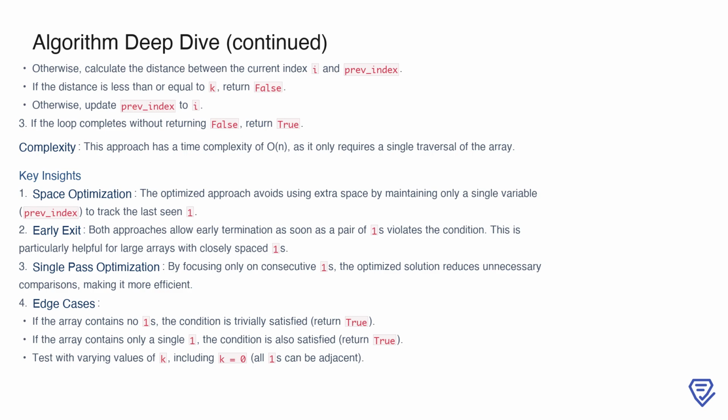This approach is highly efficient as it eliminates the need for nested loops and uses only a single variable for tracking, resulting in a time complexity of O(n). Additionally, the space requirements are minimal, making it a space-efficient solution. Key insights include the early exit mechanism and the ability to handle edge cases, such as arrays with no 1s or only a single 1, where the condition is trivially satisfied.